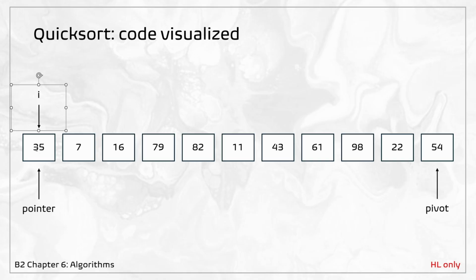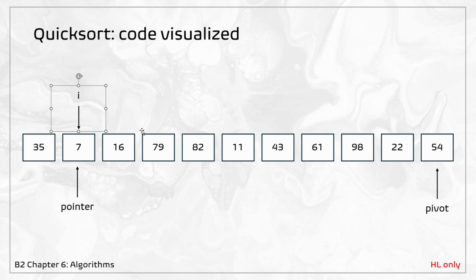So we start with this element. Is 35 less than the pivot? Yes. So now what we do is we swap it with the element that the pointer is currently pointing to, but since they're pointing to the same thing, nothing happens. And now the pointer is incremented up here, and now that's one cycle done. So now I is incremented to the next element.